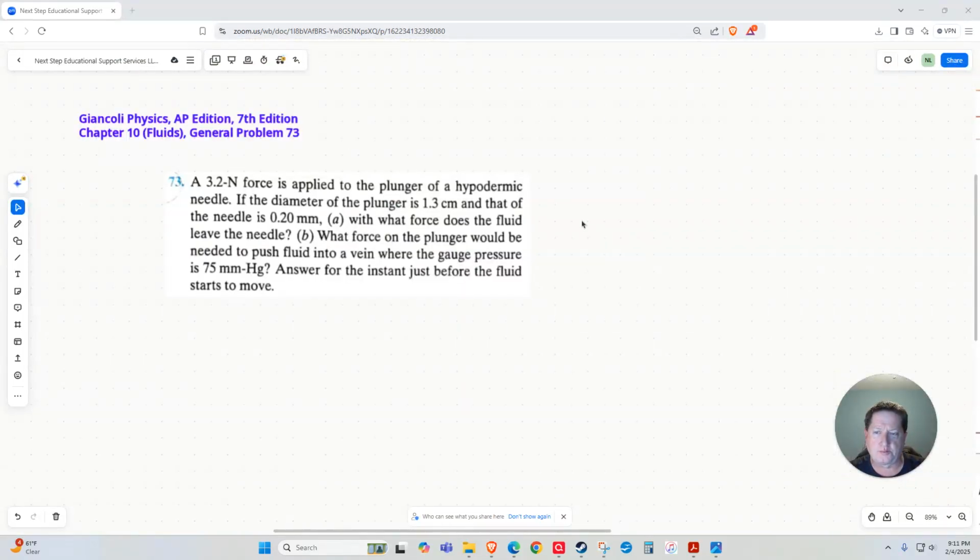That problem reads, a 3.2 Newton force is applied to the plunger of a hypodermic needle. If the diameter of the plunger is 1.3 centimeters and that of the needle is 0.2 millimeters, A, with what force does the fluid leave the needle? And B, what force on the plunger would be needed to push fluid into a vein where the gauge pressure is 75 millimeters of mercury? Answer for the instant just before the fluid starts to move.